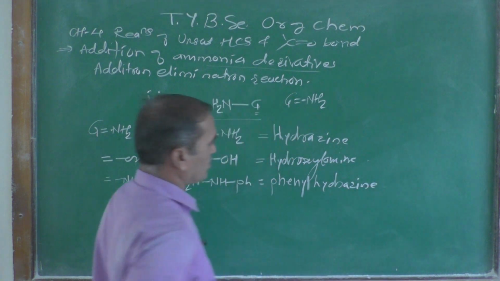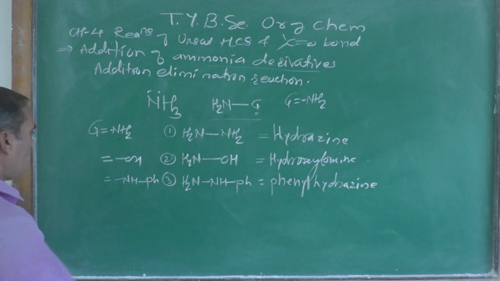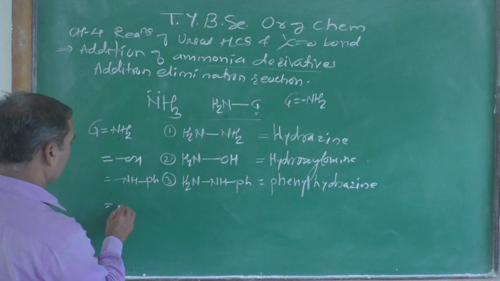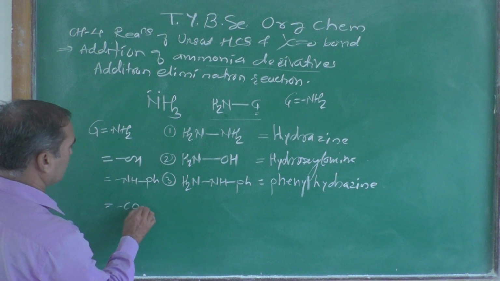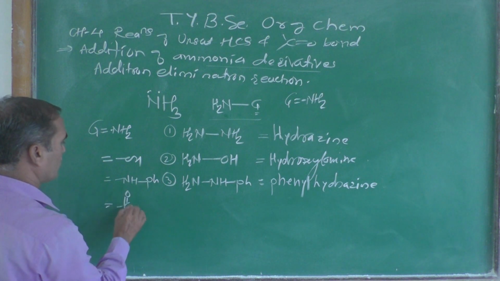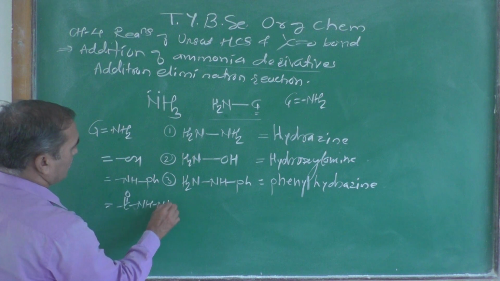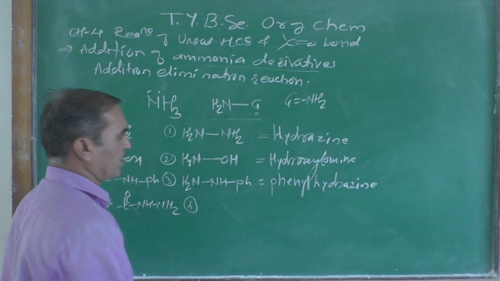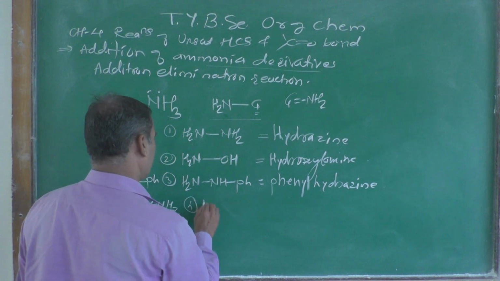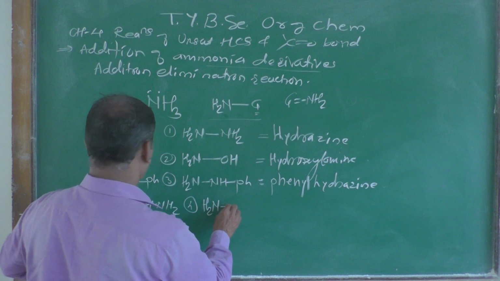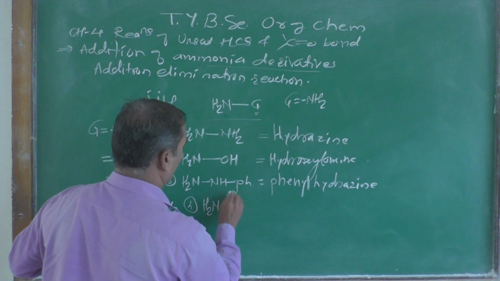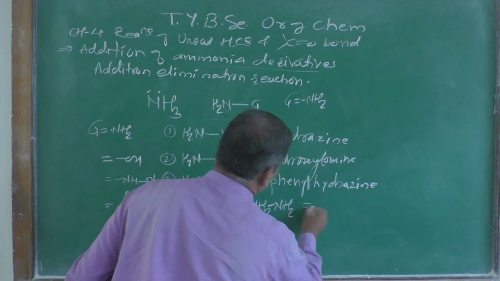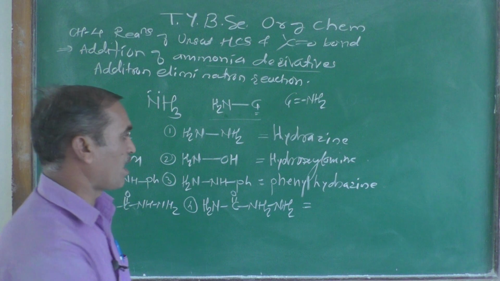The name of this compound is phenylhydrazine. Remember. Now the third one that I am going to take will be this one: CO, NH2. This type of group I am taking over here. This is the fourth one, H2N, then C double bond O, then NH2 and NH2. The name of this reagent is known as semicarbazine.